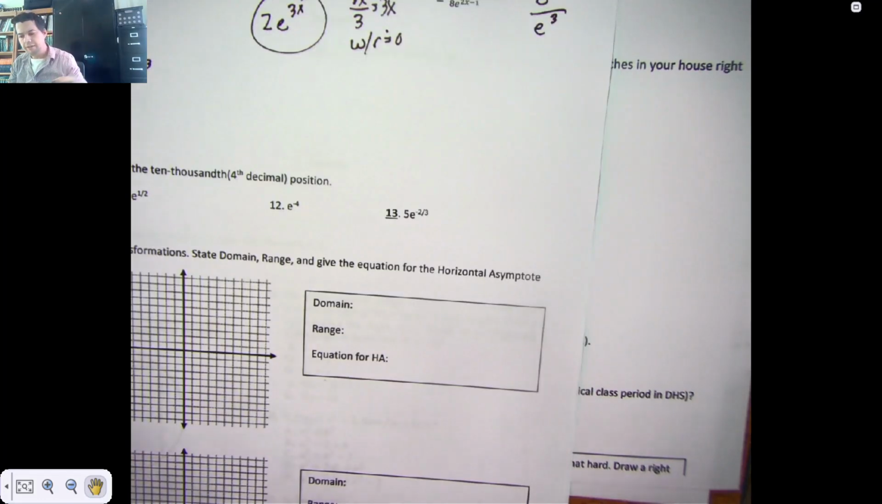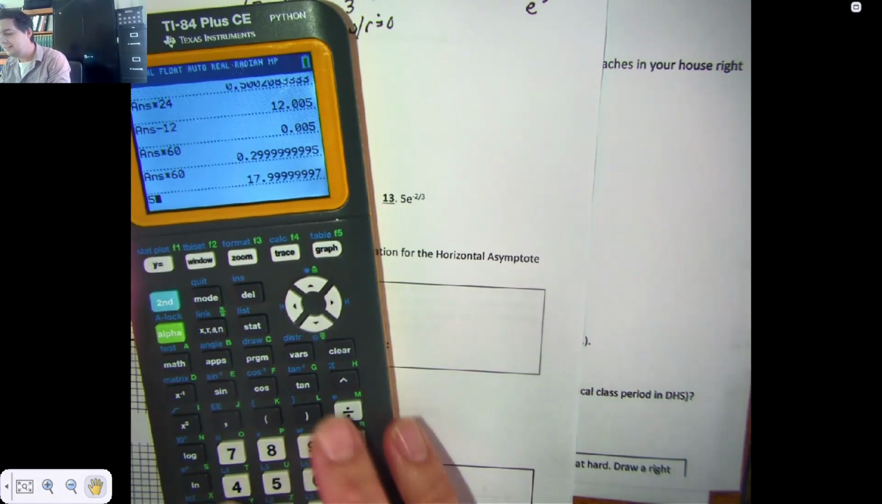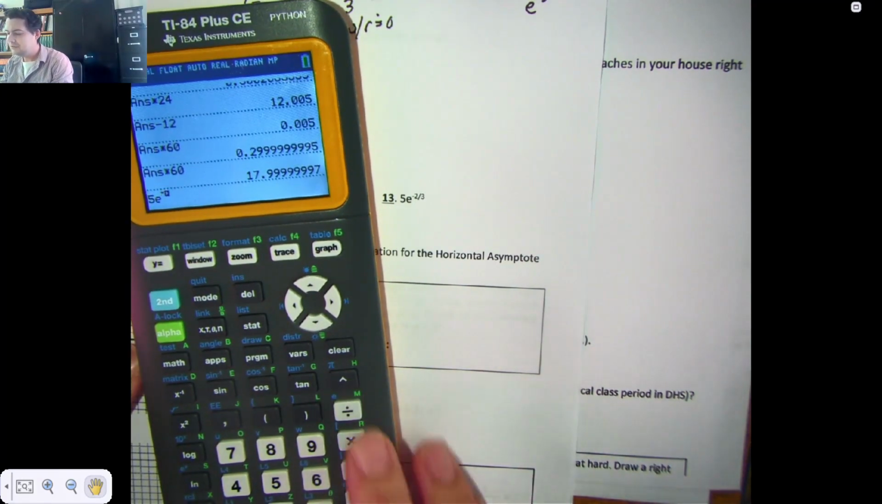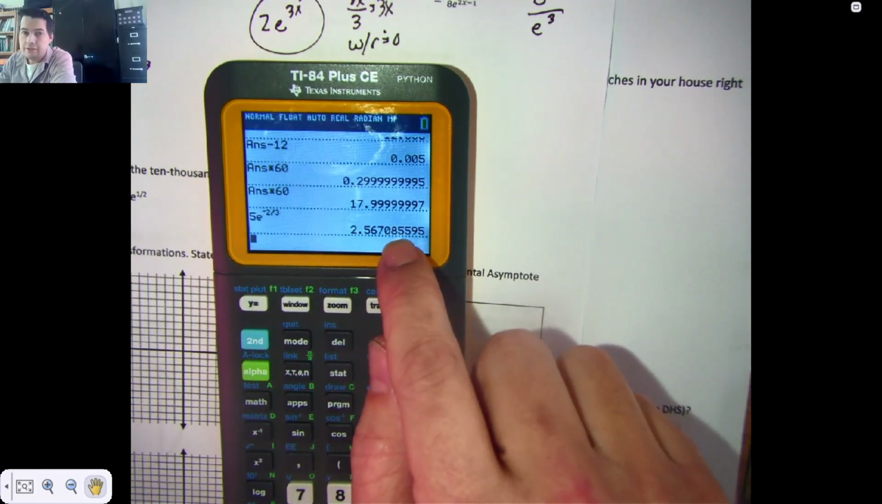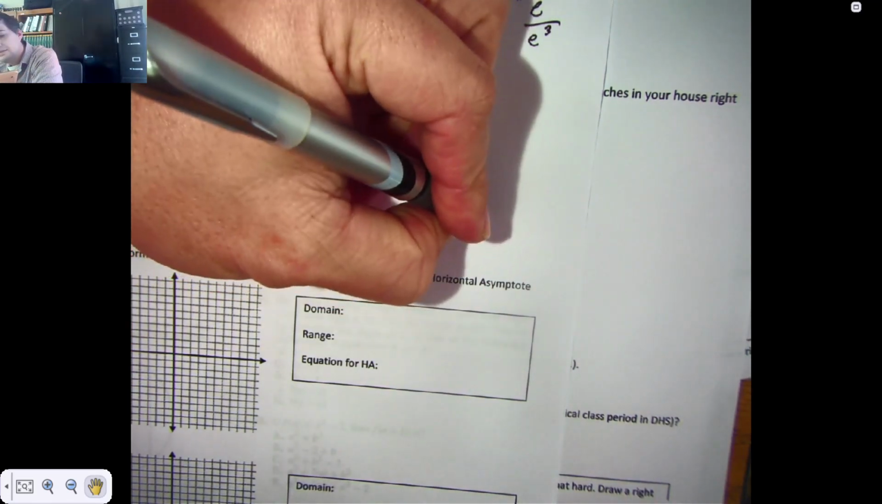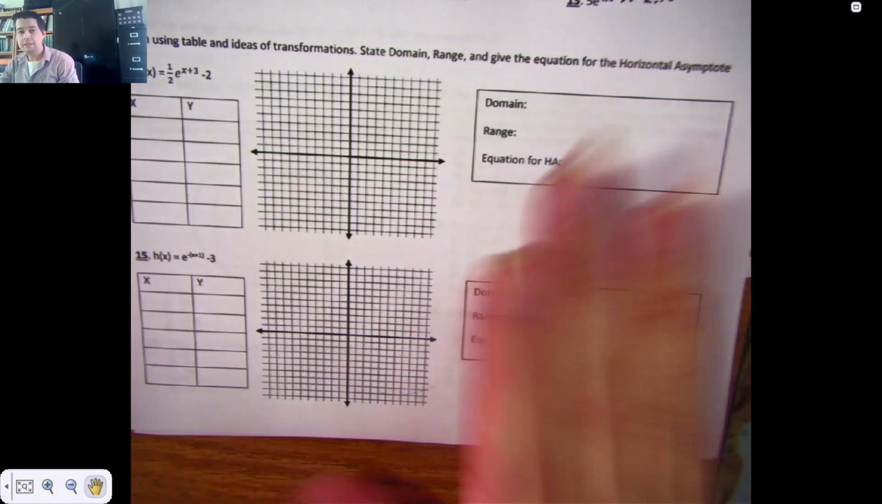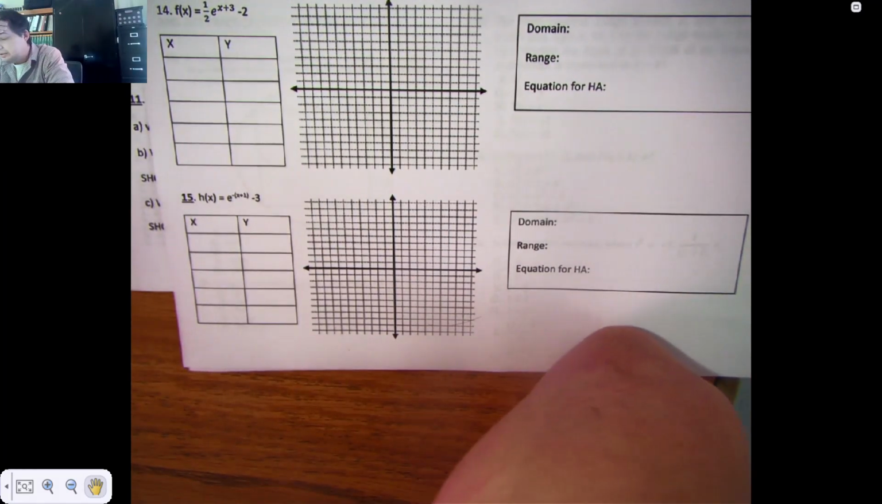You shouldn't need a video to do 10, 11, 12, or 13, but why not? 5e to the negative 2 over 3. It's just that simple. It says round to the 4th decimal, 10,000th, so 2.5671. The 8 turns into 1. It's about 2.5671. I honestly doubt that I taught 14 and 15 in class, because you have to use a calculator anyways for these. I mean, you legit have no choice but to use a calculator.